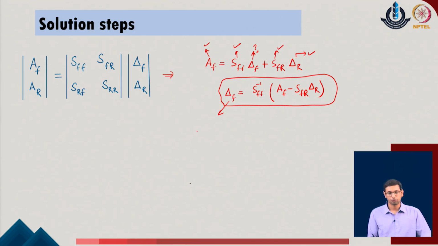As a next step, once we have known the value of delta F, we go to the second equation and we say that A of R is equal to S of RF delta F plus S of RR delta R in the given problem.